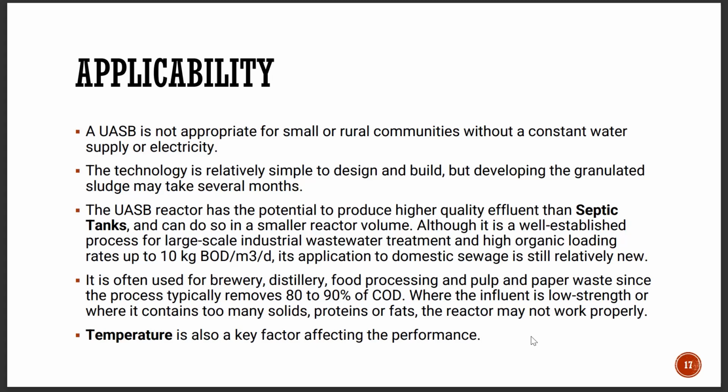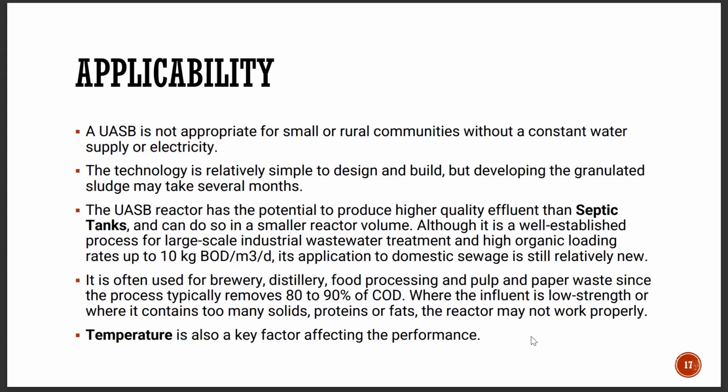Now the UASB reactor has the potential to produce higher quality effluent than septic tanks, and they can actually do so in a smaller reactor volume. So compared to a septic tank, the same amount can be digested in a UASB reactor with a smaller volume, but this is mainly used for large-scale industrial wastewater treatment. UASB system is mainly used for large-scale industrial wastewater treatment with high organic loading, and its application to domestic sewage is actually relatively new. It is only being used very recently.